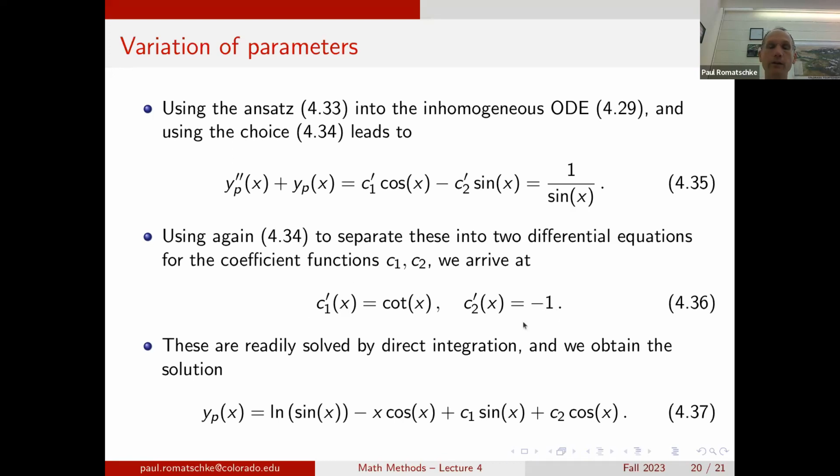And we can find the two coefficient functions c1 and c2 by direct integration of these relations. Doing that, we find the particular solution as a logarithm of sine of x minus x cosine of x plus c1 sine of x plus c2 cosine of x, where these c1s and c2s are now the actual constants that we studied in the homogeneous problem earlier.